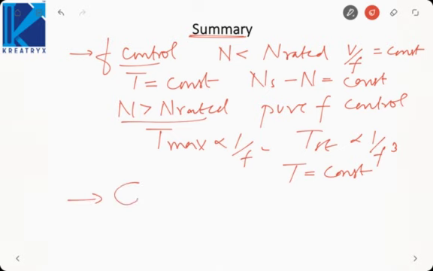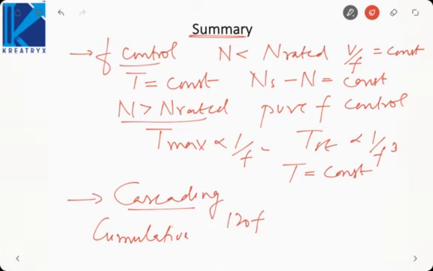Then we saw cascading. In cumulative, we had speed as 120 F upon P1 plus P2. In differential, we had 120 F over P1 minus P2, where cumulative is the one in which the torques of the auxiliary as well as the main induction motor are in the same direction, and differential is the one in which the torques are in opposite direction.